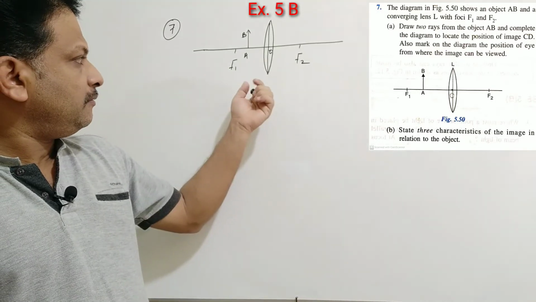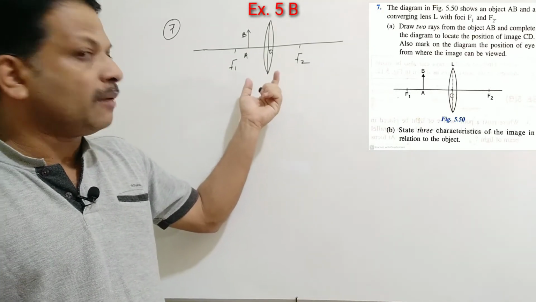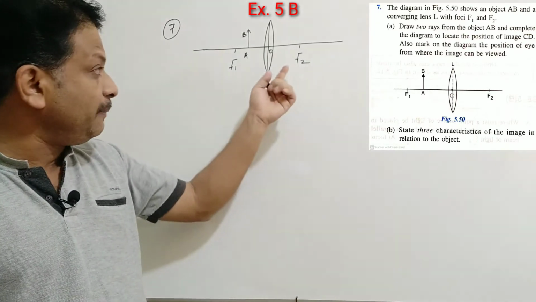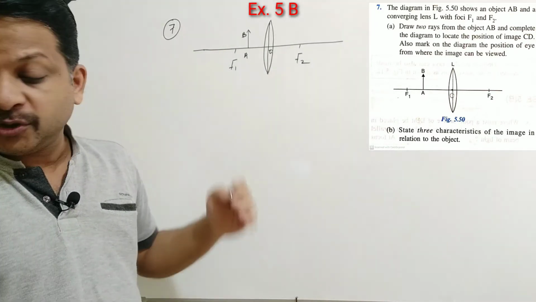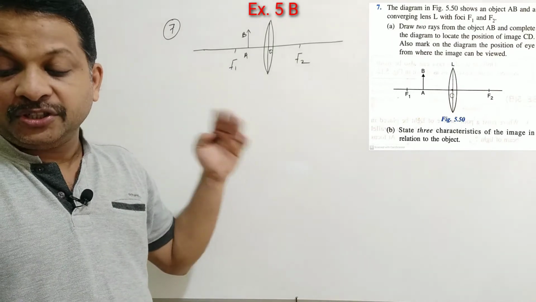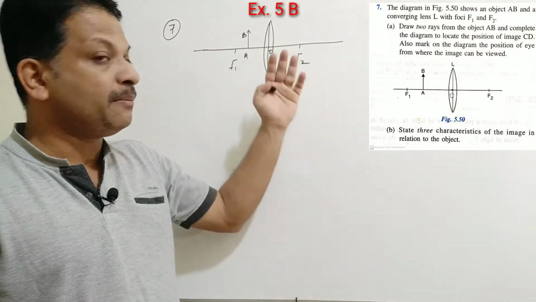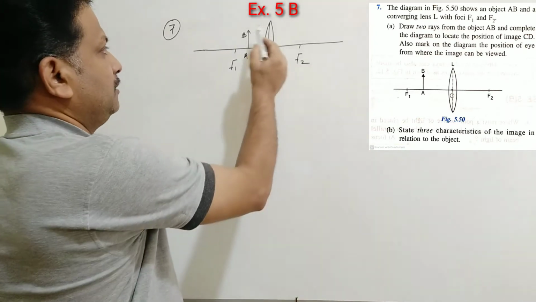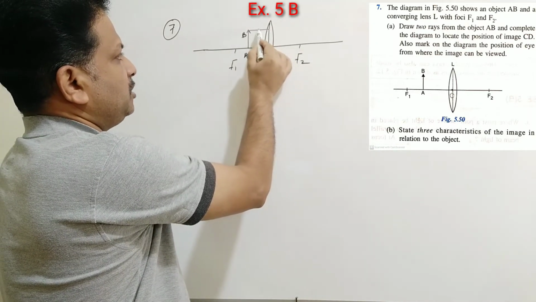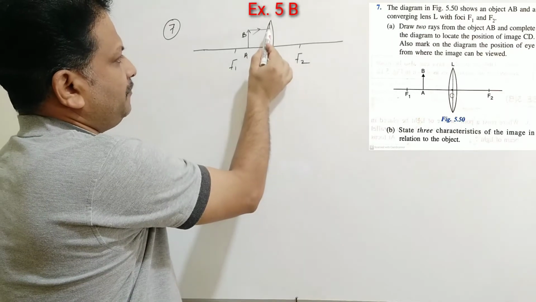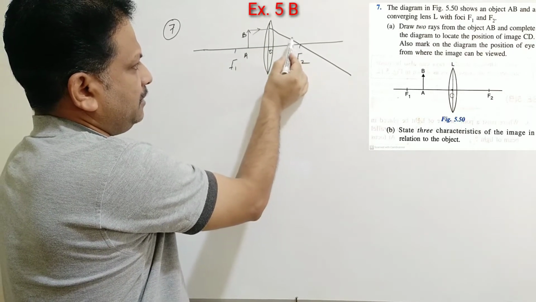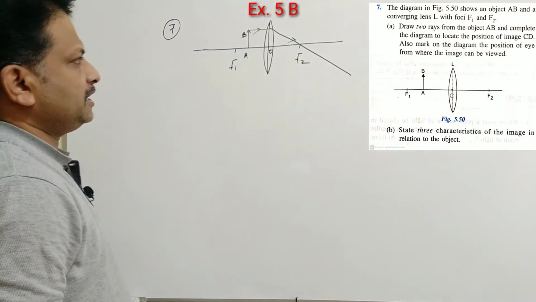First, with the help of two rays, we have to complete the ray diagram and locate the position of image CD and also mark the position of the eye from where the image can be viewed. So let us first complete the ray diagram. First, a ray of light traveling parallel to the principal axis. After refraction, it will converge and pass through the principal focus. Clear? Mark the direction of light rays.